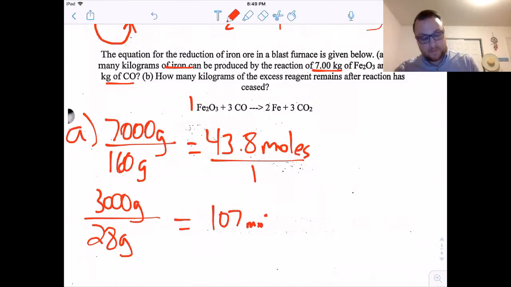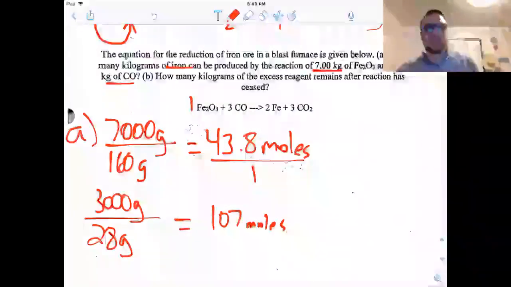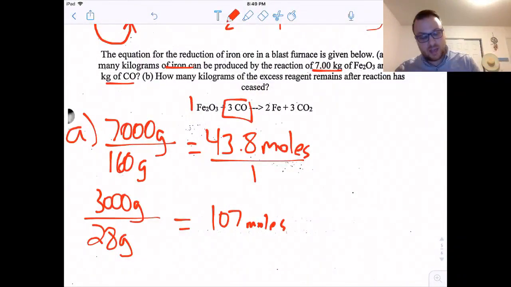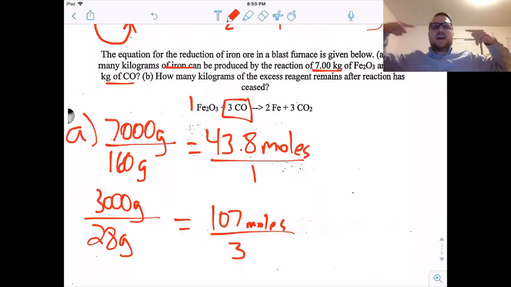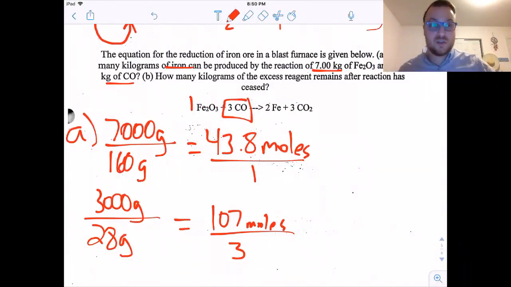And when you get that, you get 107 moles. Which at first glance, you might say, oh, iron 3 oxide is the limiting reagent. But we have 3 carbon monoxides we need to use. So we have to react 3 carbon monoxides for every 1 iron 3 oxide. So I got to divide this by 3 so I know in my head how much carbon monoxide I'm actually using per iron 3 oxide. And when you do that, you get 35.7 moles.